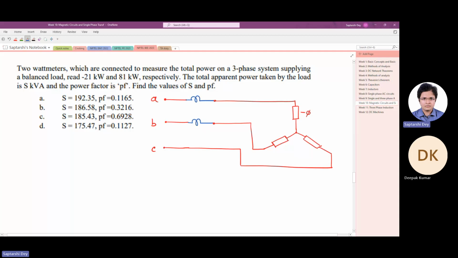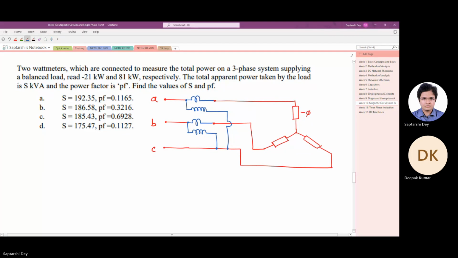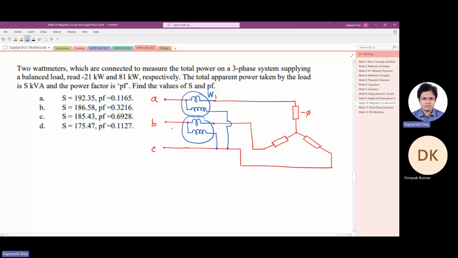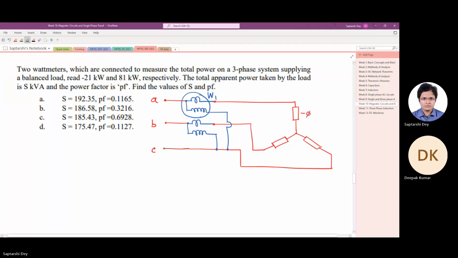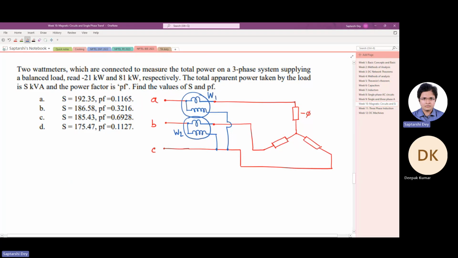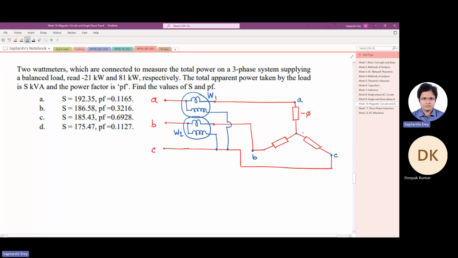And now we connect the pressure coils. Pressure coils are connected like this. Both the pressure coils go to phase C. So this is the connection for 2 wattmeter method. So this is 1 wattmeter. We call this W1. This is another wattmeter. We call this W2. Now you can see that this point is A, B, C. This is N, neutral.